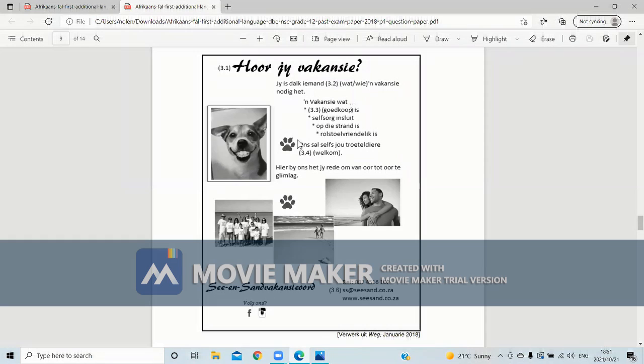Look how happy the doggy is. Hier by ons het jy rede om van oor tot oor te glimlag. So yeah, with us, you have the reason to smile from ear to ear, like this doggy's doing. Those people are smiling all happy, and there's some happy people. See en sand vakansie oor. So this is sea and sand holiday resort. Bel means to phone. You can phone that number.